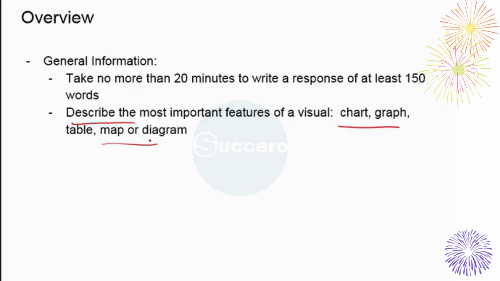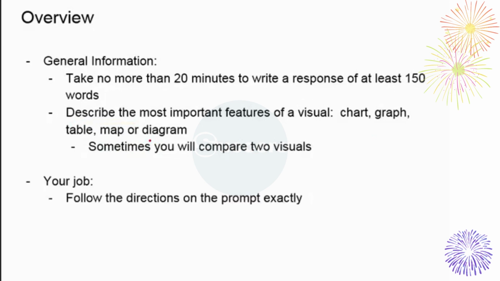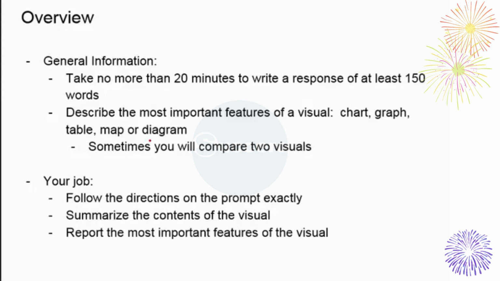They use many different kinds of visuals, but what you will do is write a report about what you see. Sometimes they give you 2 visuals to compare or comment on. Your job in this section is to follow the directions closely and summarize the contents of the visual. You just need to report the most important features of the visual, and that's it. You don't need to comment on it or provide an opinion about it. In fact, you should not do that. You just write a report about the information you see.